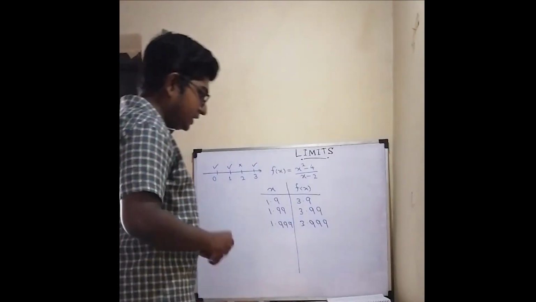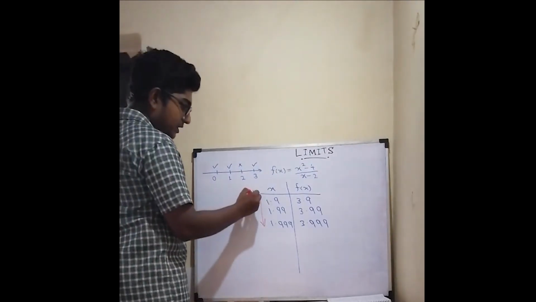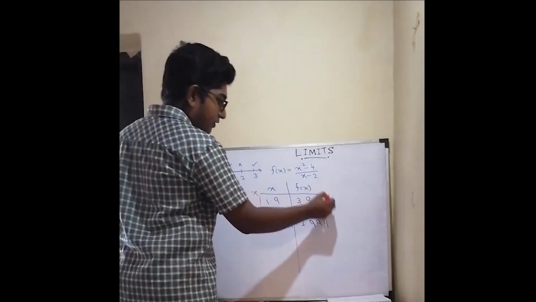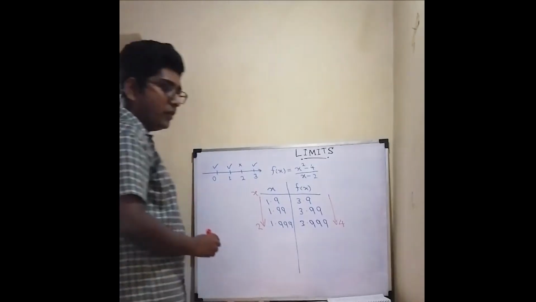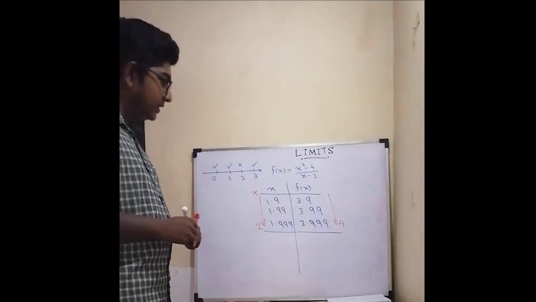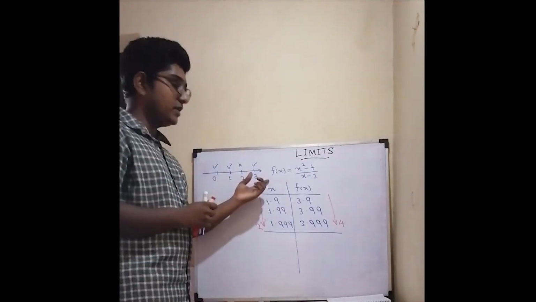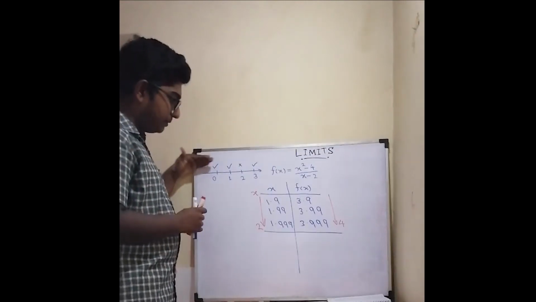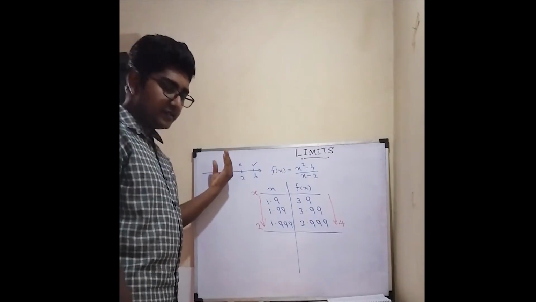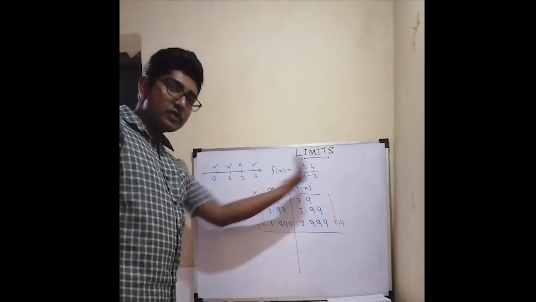That means you can see from this pattern, when we approach 2, that means when x goes to 2, our function goes to 4. This is the negative side. That means negative means in the number line you have negative numbers here and positive numbers here. So we approached our not defined value 2 from the negative side. Now I am going to approach my not defined value 2 from the positive side.